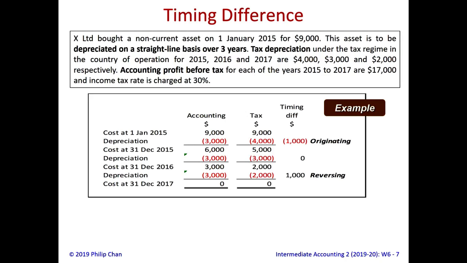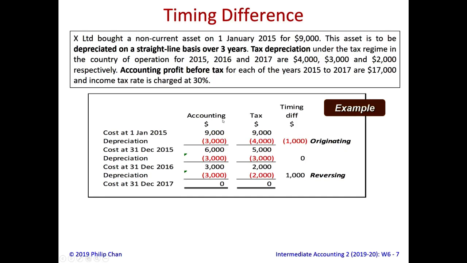For each of the years, 2015 to 2017, for the 3 years, they have the same number, 17,000 per year. Now, I in fact chose the same number to show you an effect later on. So this, I did it with purpose. It has to be the same for the 3 years. Okay, income tax rate is charged at 30%. Okay, let's look at the table here.